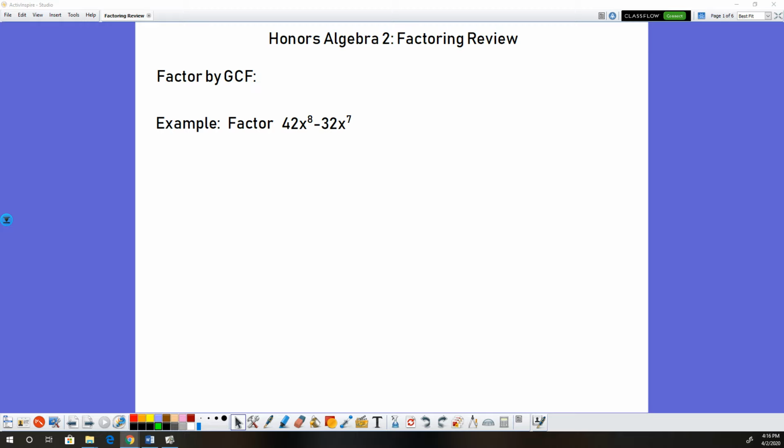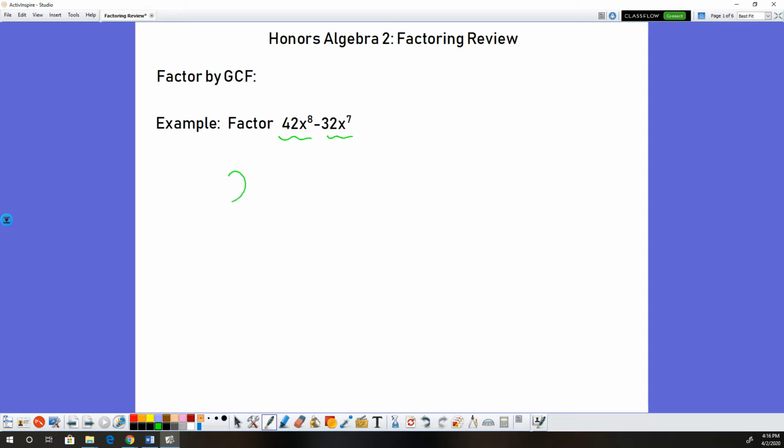So the first thing is factoring by GCF, greatest common factor. This should be the easiest way. All you're going to do is look at each of the terms of the polynomial and see what you can pull out of everything. I noticed that 32 and 42 are both even numbers, so I can pull out a 2. The 42 has an x to the 8th, 32 has an x to the 7th, so I can pull out x to the 7th from either one.